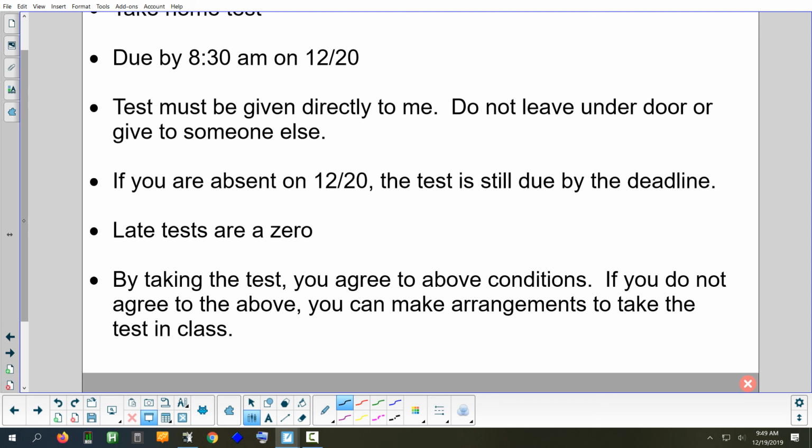Is there anybody that doesn't want to do it as a take-home because something there concerns them and they can't do it? So everybody that's here is doing it as the take-home. Okay, easy enough.